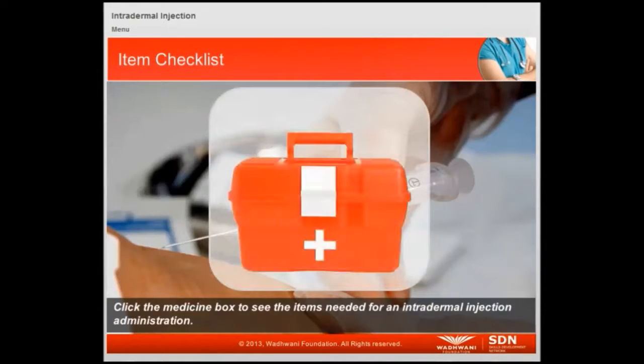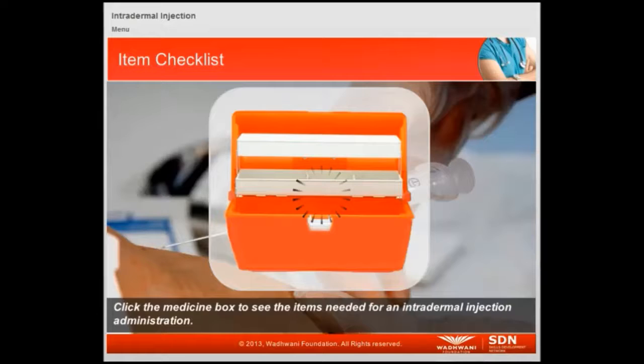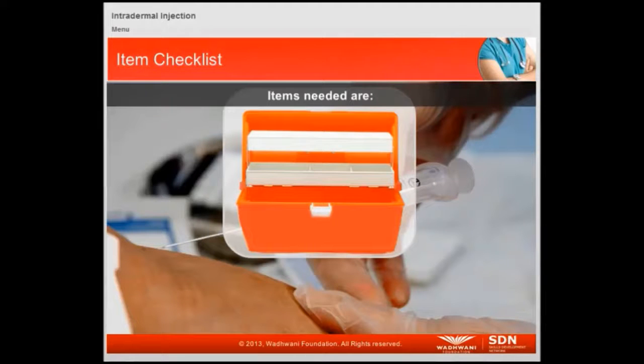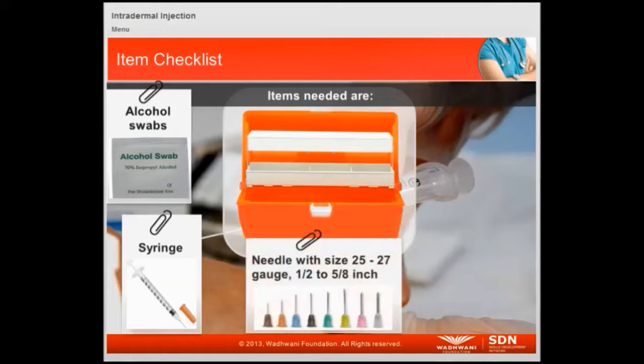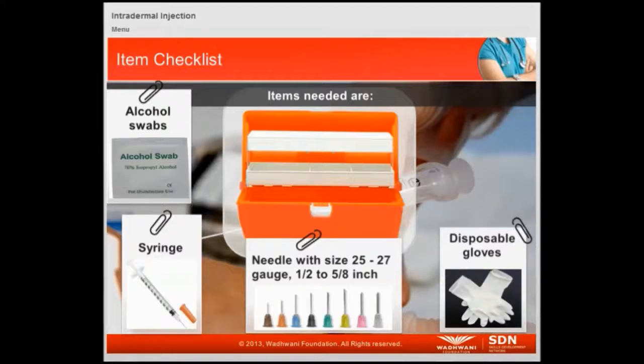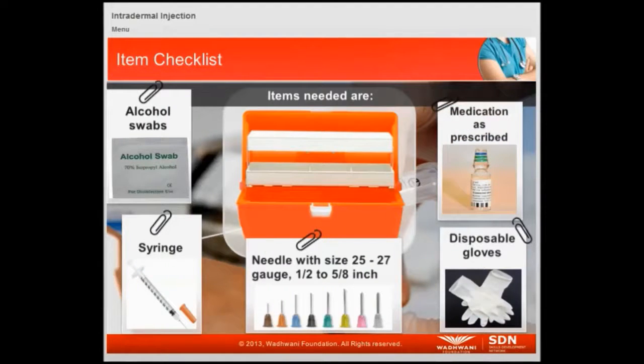Click the medicine box to see the items needed for an intradermal injection administration. We need items such as alcohol swabs, syringe, needle with size 25 to 27 gauge, half to 5/8 of an inch, disposable gloves, medication as prescribed.